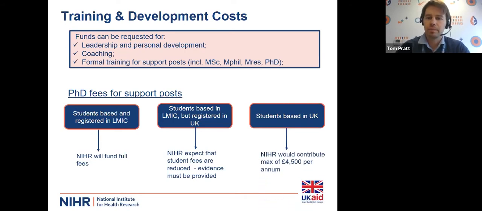And the third scenario, potentially, if it's a UK university that is the host organisation and a support post is based there and registered in the UK, then this would fall under the normal NIHR contribution, which is a maximum of 4,500 per annum.